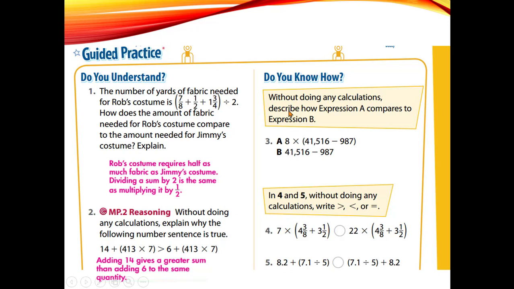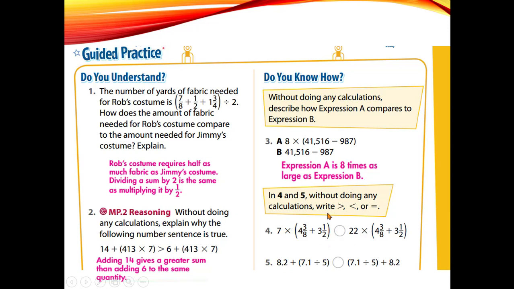Okay, here also without any calculations, describe how expression A compares to expression B. Expression A is 8 times 41,516 minus 987. Expression B is 41,516 minus 987. As you see, they are the same thing, only the first expression is multiplied by 8. So simply we will say that expression A is 8 times as large as expression B.